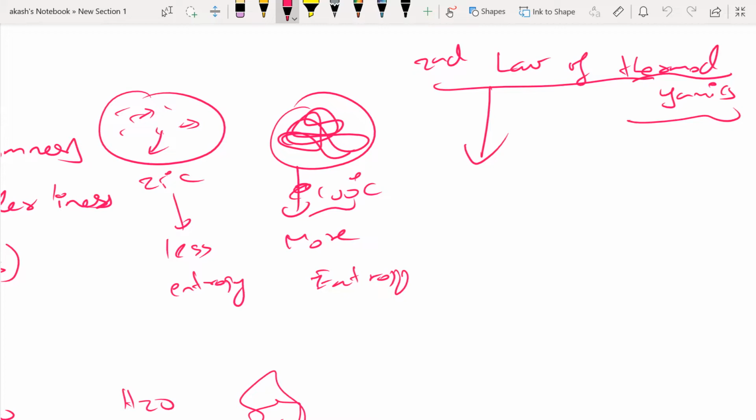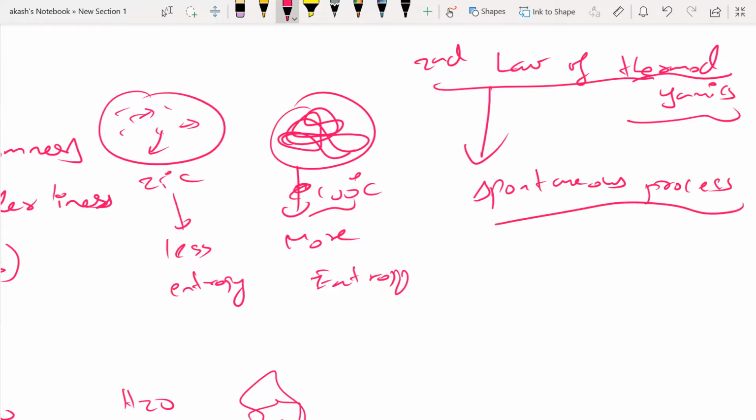Okay, that is the law. Again, I repeat the statement. The direction of the spontaneous process should be in such a way that the entropy of the universe should be increasing. That's a very simple statement. Now, first of all, we have to understand what we mean by a spontaneous process.